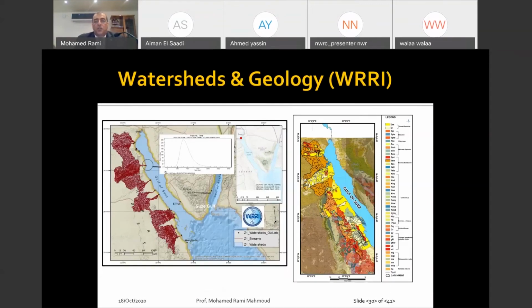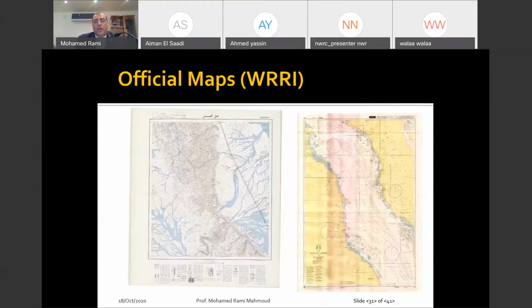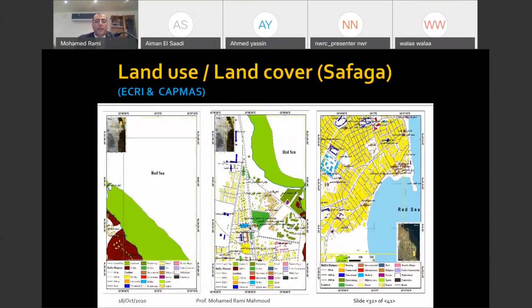The Water Resource Research Institute did a good job creating the natural streams, the outlets of the watersheds to the shoreline. They also provided the geological map for this area. Official maps have also been provided by WRRI and have been put in the database, so they can be used as a tool. Also, the land use for different areas.